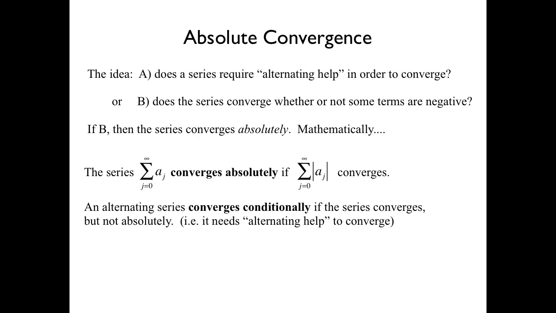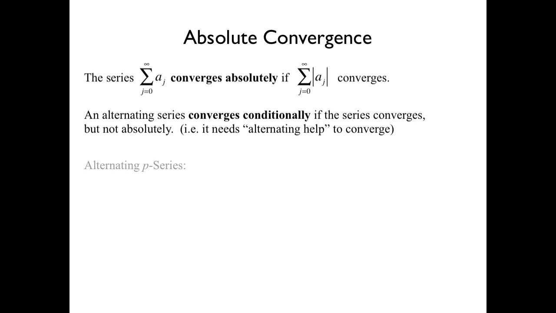The alternating harmonic series converges, but if you make them all positive, you get the harmonic series that does not converge. So the alternating harmonic series is not absolutely convergent. It's conditionally convergent because it needs the alternating help.